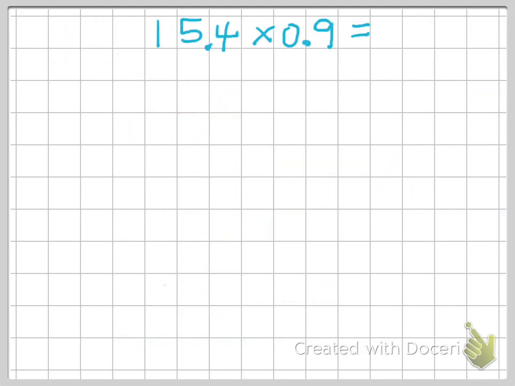Alright, now it's your turn. Set up this problem on your piece of paper. 15.4 times 0.9. Remember to do your estimate first. And remember our little chant, decimal points out, in this case 2 times, and then you'll go decimal point in 2 times. Alright, boys and girls, happy multiplying. I can't wait to see what you do.